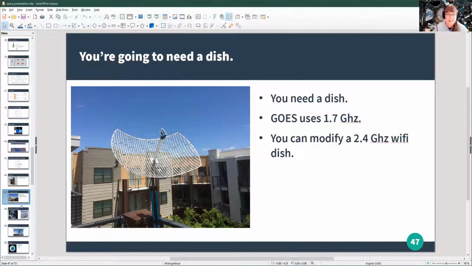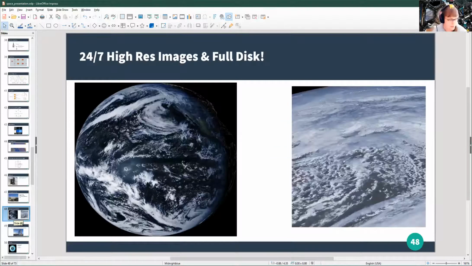NOAA, who operates these satellites, has all the images to download online. If you were to go on to, for example, zoom.earth, that's actually where they get the images. It's all shared online. It's all free. You're not breaking any laws by downloading the images. You're just learning how spacecraft work.